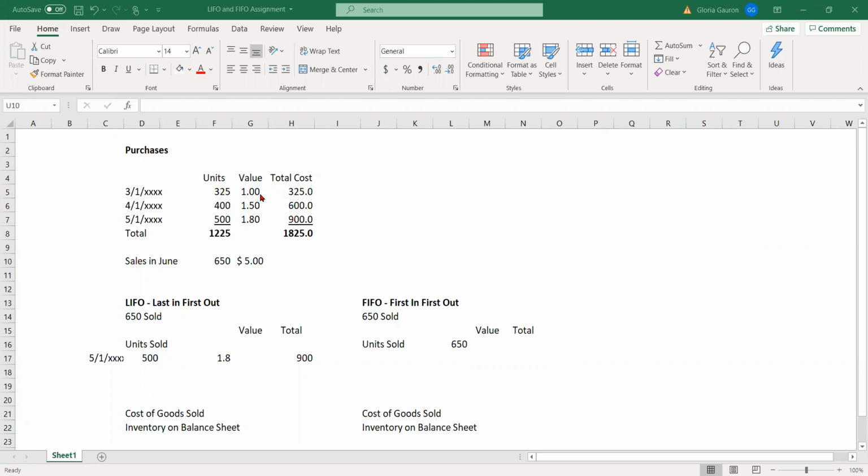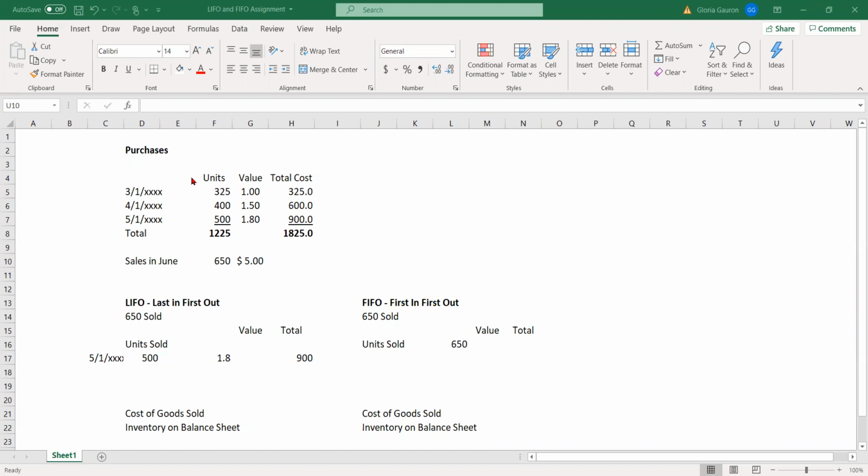On March 1st, I purchased 325 units, and let's use pens as an example. My vendor charged me $1 per pen, which means my total cost is $325. I've taken 325, multiplied that by $1. Then in April, I purchased another 400 units at $1.50, which makes that value $600. And in May, I purchased another 500 units valued at $1.80 each, bringing my total cost to $900.